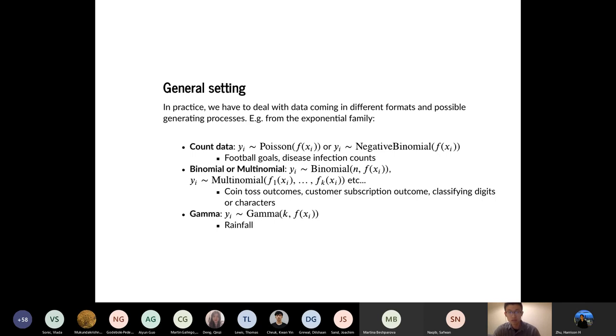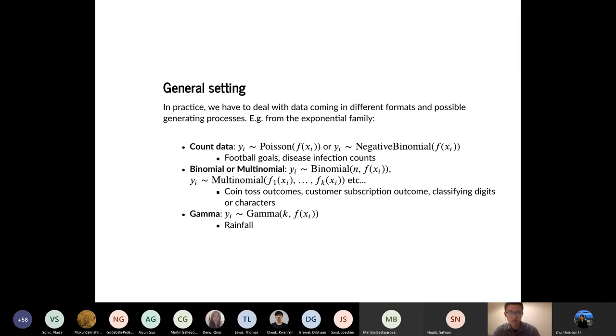In that case, we want binary output. So y is either 0 or 1, 0 for head, 1 for tail, or 0 for tail, 1 for head. In that case, we've got other models, like say the binomial model for that. In that case, that would be the result of many coin tosses.